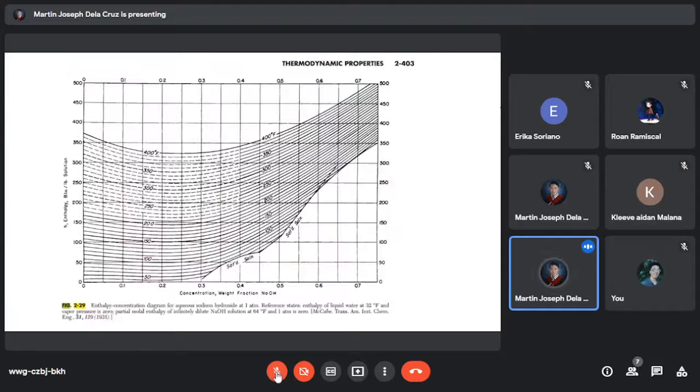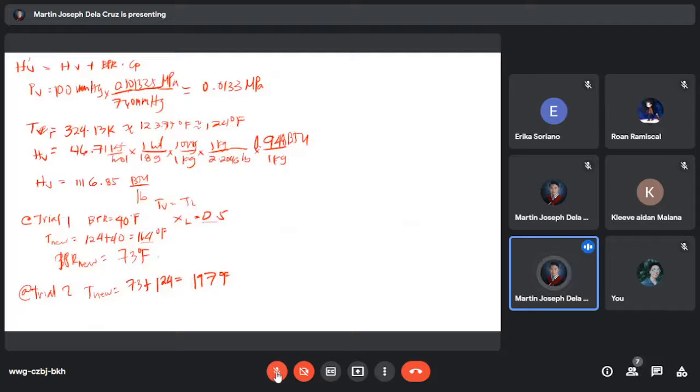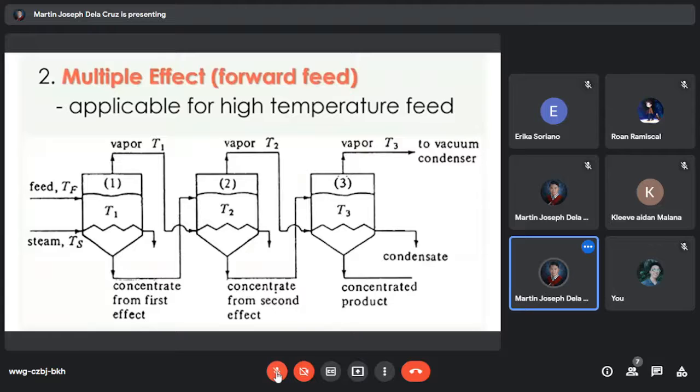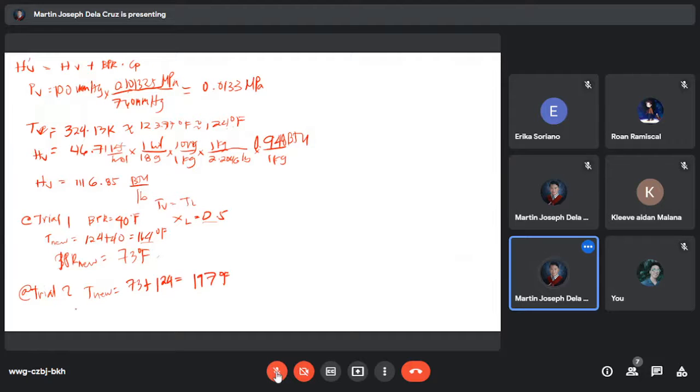So, yes, for me, if you get 71, 72, 74, 75, it's okay. Okay? So, try nyo lang i-ganun. Okay? So, if you have here, nakuha ko dyan is BPR new is 73 degrees Fahrenheit. So, parehas na silang class. So, that is our BPR.